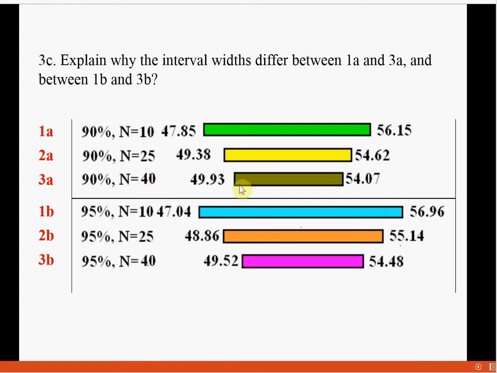But for these questions, the sample size increases from 10 to 25 to 40. As a result, the interval width decreases. That makes the estimation become increasingly more accurate. The sample size makes the big difference. So when the sample size increases, the intervals become narrow for the same level of confidence. So that is what causes the interval width to differ among these three questions. The same can be said about those intervals for 95% confidence level.